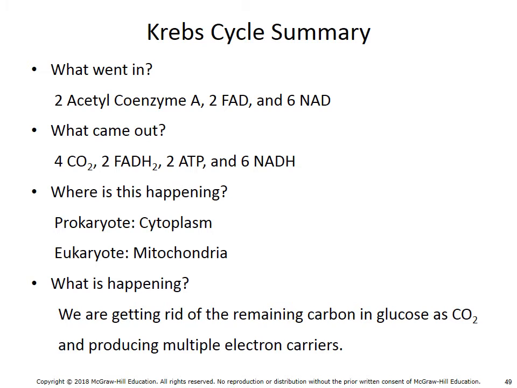So where's this going to happen? Well, it's going to happen in the cytoplasm of prokaryotes, and then in the mitochondria of eukaryotes. And lastly, what is happening? Really, our job is to get rid of the remaining carbons in glucose as CO2, but at the same time produce as many electron carriers as we can, like NADH and FADH2.